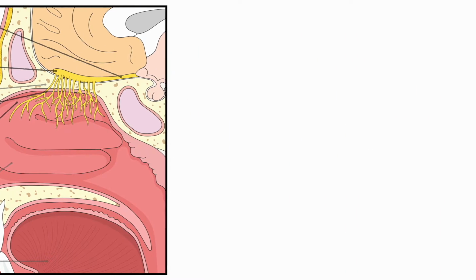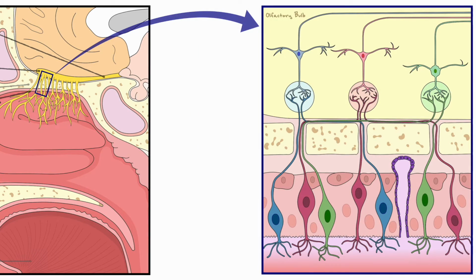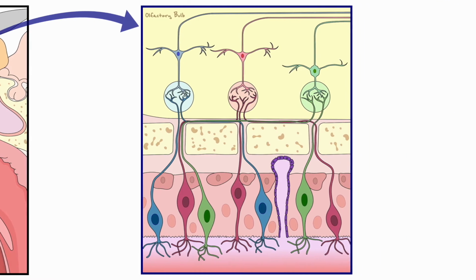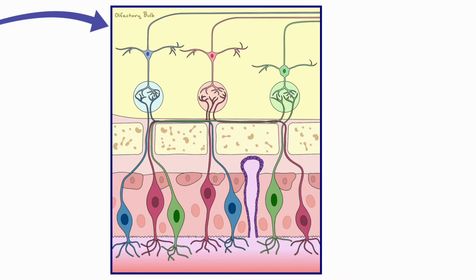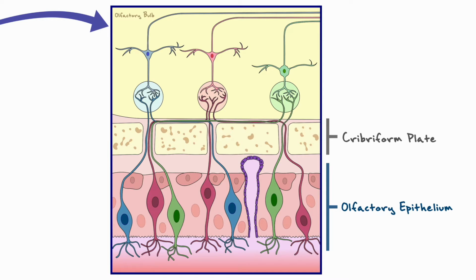Now, if we consider a small segment of the olfactory epithelium and olfactory bulb, we can see in much greater detail what is going on. The first main component that I want to discuss is the olfactory epithelium, which, as you might remember, is the top layer of cells before we reach the cribriform plate. The olfactory epithelium is part of the nasal mucosa, which is critical for the immune protection against toxic volatile chemicals and in the humidification and warming of inhaled air.